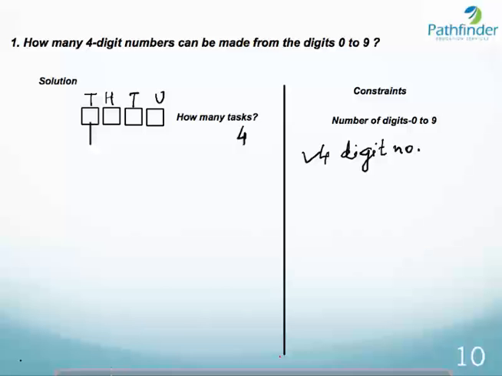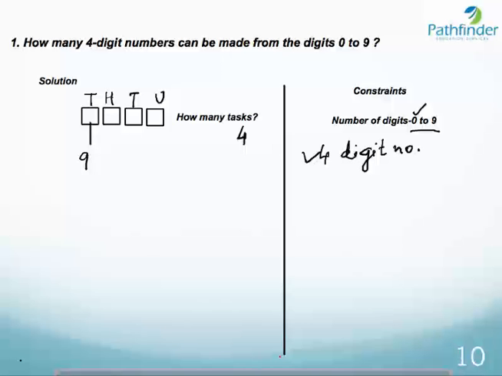And why do we have to start with the thousandth place? Only because one of the digits from 0 to 9, that is 0, cannot be placed at the thousandth place, because we are looking for a 4-digit number, and a 4-digit number cannot have 0 at the thousandth place. So how many choices of digits exist to fill up this thousandth place? All the digits from 1 to 9. So there are 9 choices.